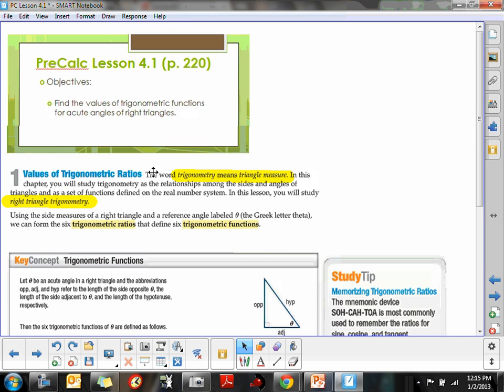The value of a trig ratio. Trigonometry means triangle measure, so we're going to be finding angles and lengths of sides in a triangle. Although this lesson is going to be specifically for right triangle trigonometry, we also have means to study triangle angles and side measures when we do not have a right triangle. That'll be a little bit later on in the unit. Typically, what we do is we use the Greek letter theta to represent or designate the angle that we're trying to find the ratios of.